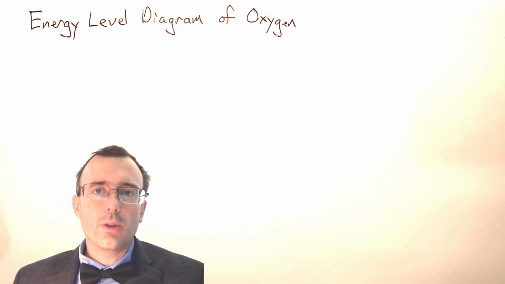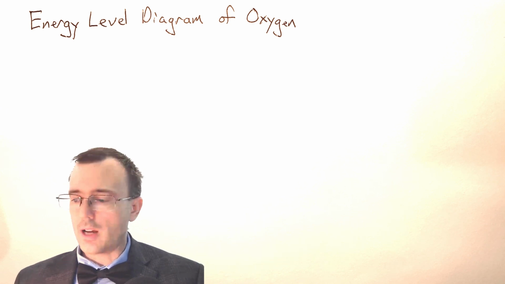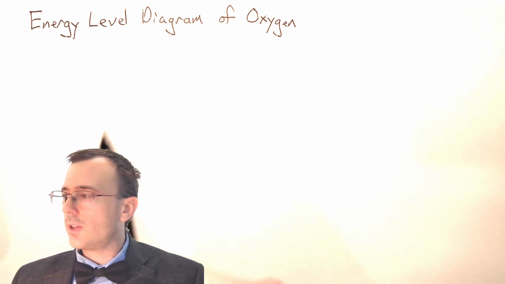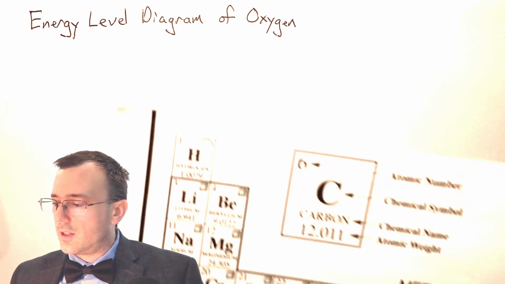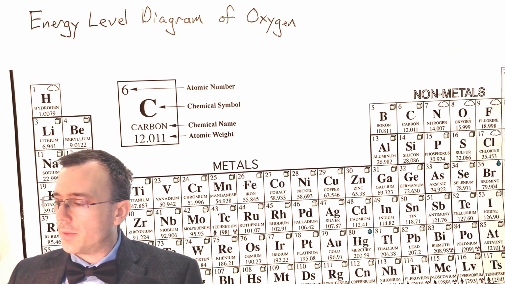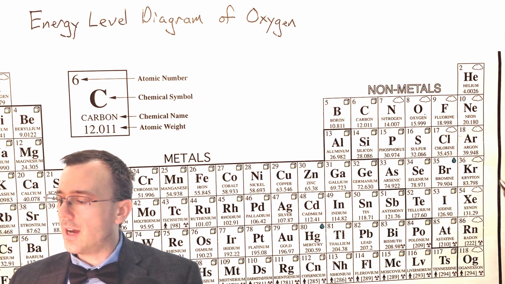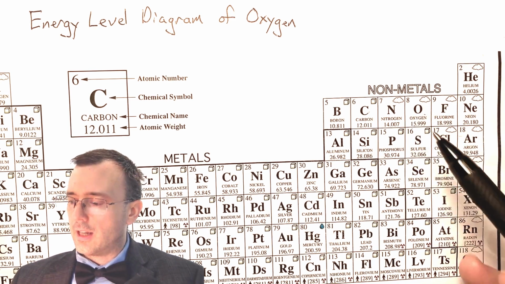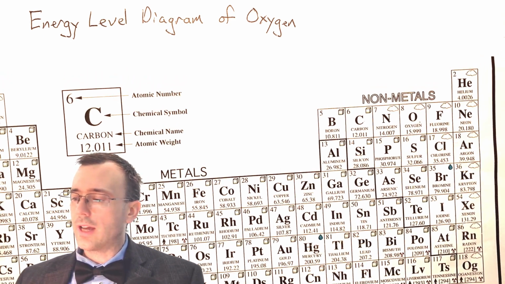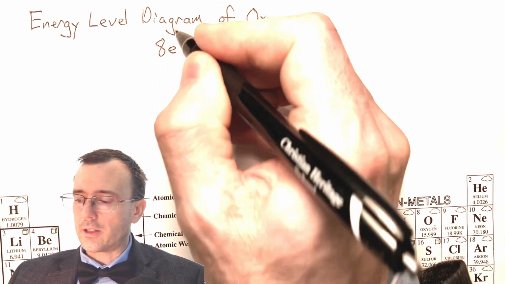All right, let's try to do a couple sample problems here, and I'm going to go ahead and start with the energy level diagram of oxygen. If we're going to do the energy level diagram of oxygen, the first thing you're going to want to do is look up on the periodic table to make sure that you know how many protons and electrons it has. So oxygen is element number 8. You can find it right here. And if it's element number 8, you know that it has 8 electrons. So go ahead and write that down, 8 electrons.